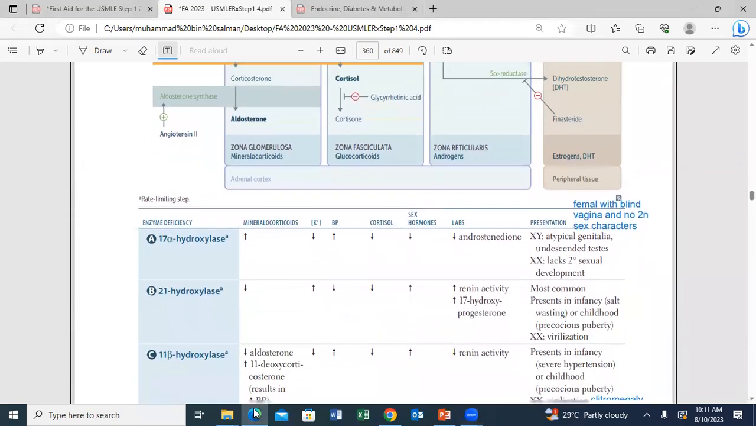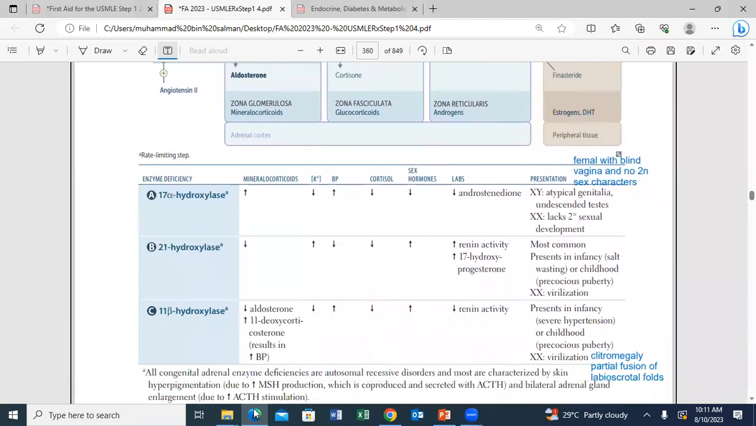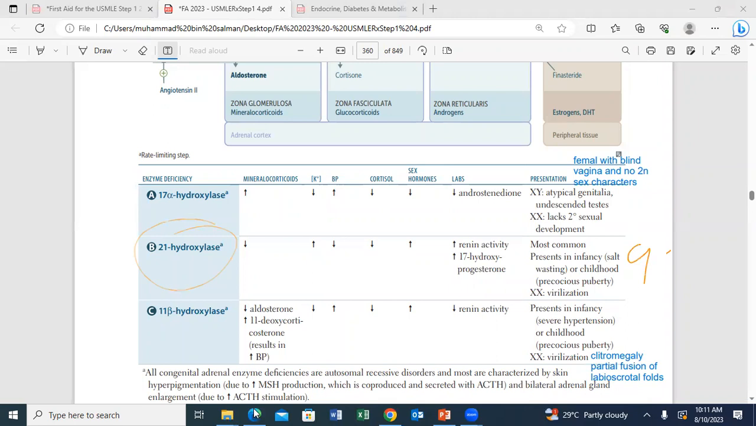All right. Now the next deficiency is 21 hydroxylase deficiency. Now, why is it more important? Among all these three deficiencies, 21 hydroxylase is most common. 90% of adrenal hyperplasias are basically 21 hydroxylase deficiency. So this is the most high yield point, since 90% of adrenal hyperplasias are 21 hydroxylase deficiency.